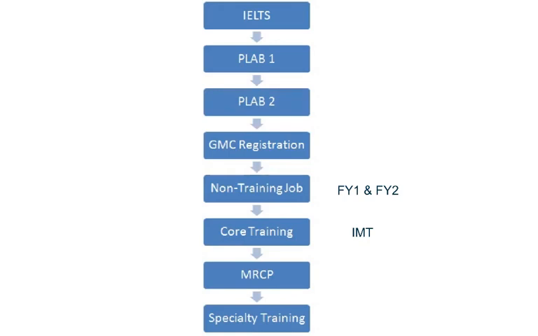Here's a simplified flowchart. So you will take IELTS first, then PLAB 1, PLAB 2. After this, you will be registered with GMC. Then you will enter non-training jobs, which are Foundation Year 1 and Foundation Year 2. If you have already done Foundation Year 1 in your home country, then you provide evidence to GMC and you start with Foundation Year 2. After that, you enter core training, which is now replaced by IMT for 3 years. During this time, you take MRCP, finish all 3 parts, and then finally, you are eligible to enter into specialty training.